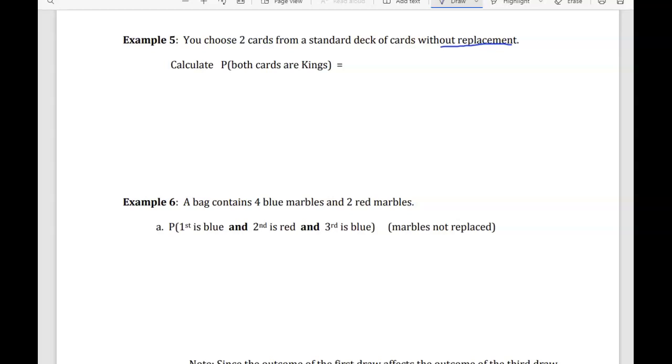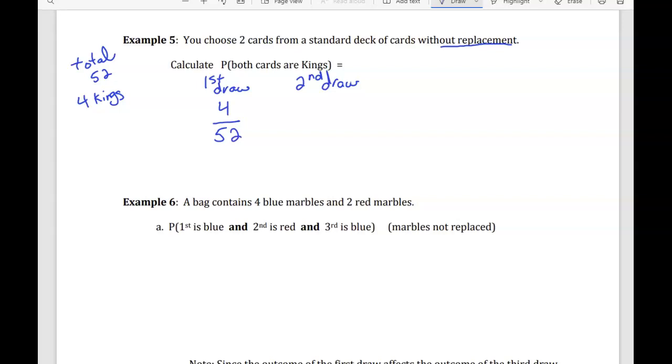Now, here we want both cards to be kings. A couple of things that you need to remember: there are a total of 52 cards, and there are 4 kings in the deck. And so we draw 2 times. So here's our first draw, and here's our second draw. On the first draw, we want to draw a king. Well, that's a possibility of 4 out of 52.